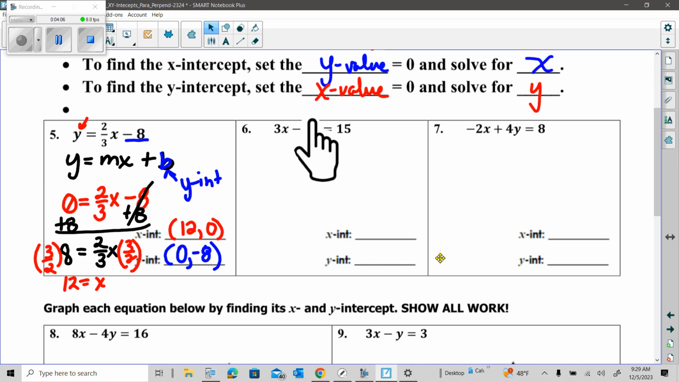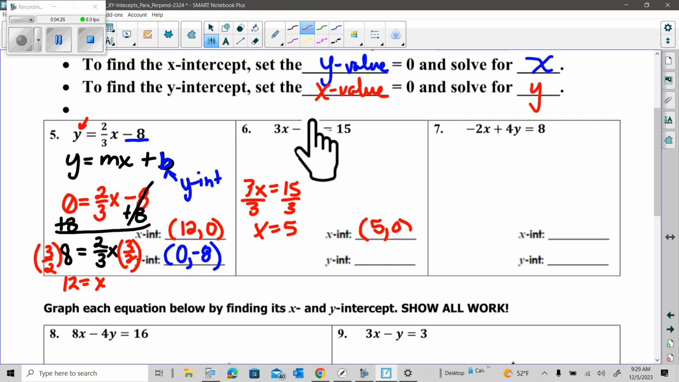And what's our equation now? 3x minus 15. 3x, yeah. So this would be 3x equals 15. All right, if we solve for x, what is it going to be? You should just divide by 3. So x is 5. Okay, so that means the x-intercept is 5, 0.